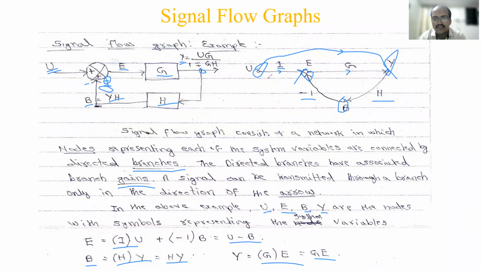So for U, there is nothing coming. That's why U is not considered here. Out of 4 variables, E, B, Y are written. U is the beginning point, that's why its equation you could not write. It is just a 0. Nothing is there. So this is how a signal flow graph can be constructed, or represented with its components.